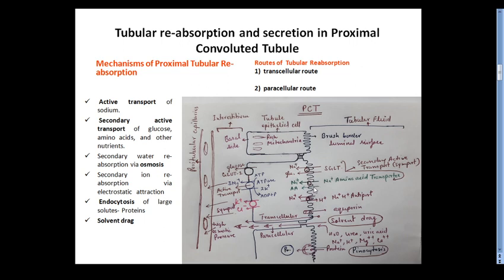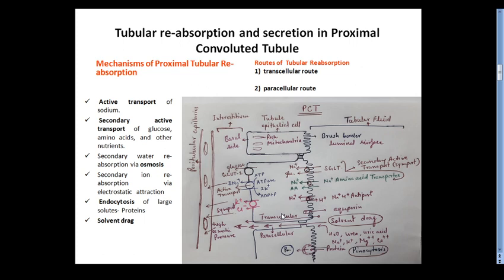These epithelial cells have different kinds of ion channels over the luminal side and over the basal side. There is a difference in the distribution of ions over the luminal side and basal side. Here you can see over the luminal side there is a sodium glucose co-transporter, sodium amino acid co-transporter, sodium hydrogen ion antiport. There is a channel aquaporin. It is a protein which provides passage to the water.